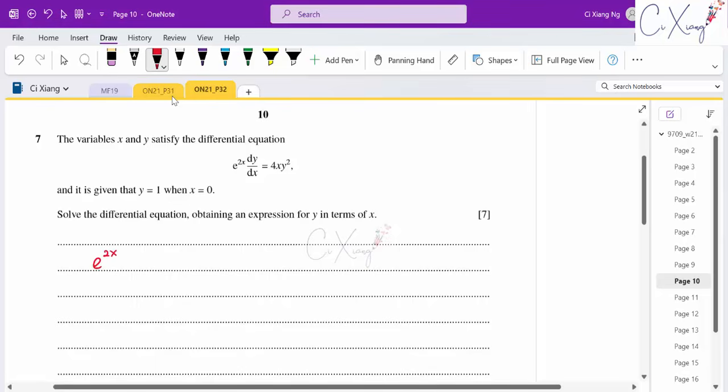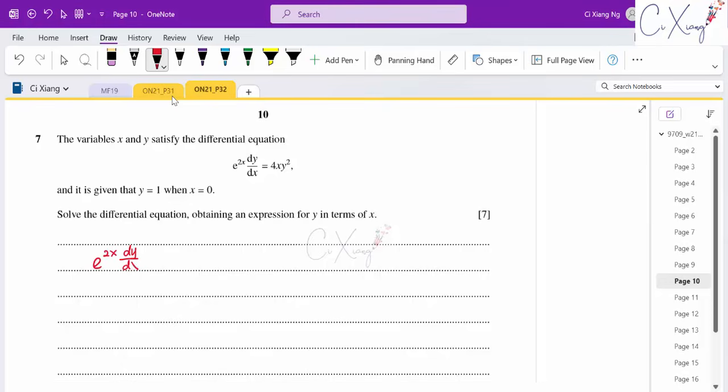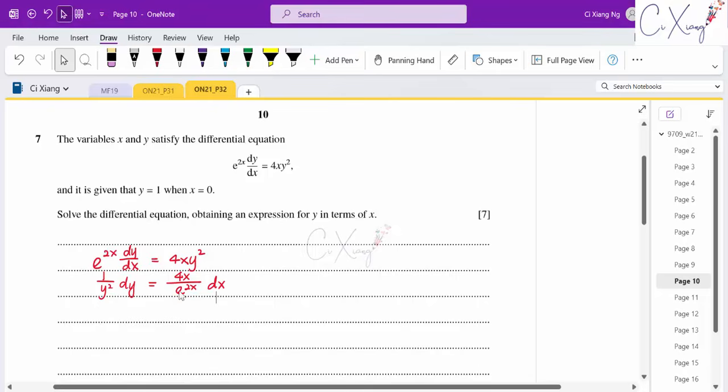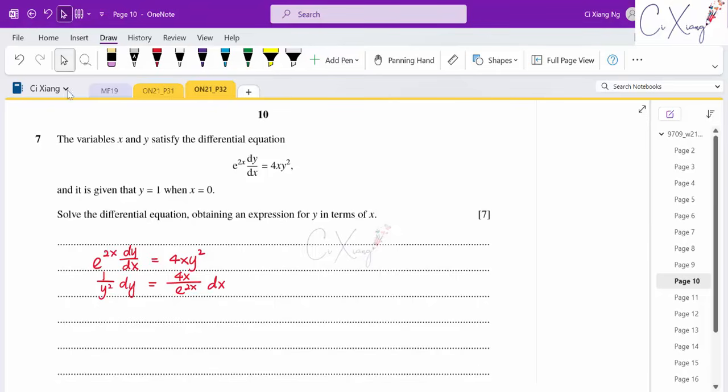So we have to separate them into two different sides. I have e^(2x) dy/dx equals 4xy². I want to keep everything related to y on the left-hand side and everything related to x on the right-hand side. So when I move everything, I will have 1 over y² on the left, then 4x divided by e^(2x), then also dx on the right. You can see very clearly that I have successfully separated the variables y and x to two different sides. Then I will just put the integration sign on both sides.